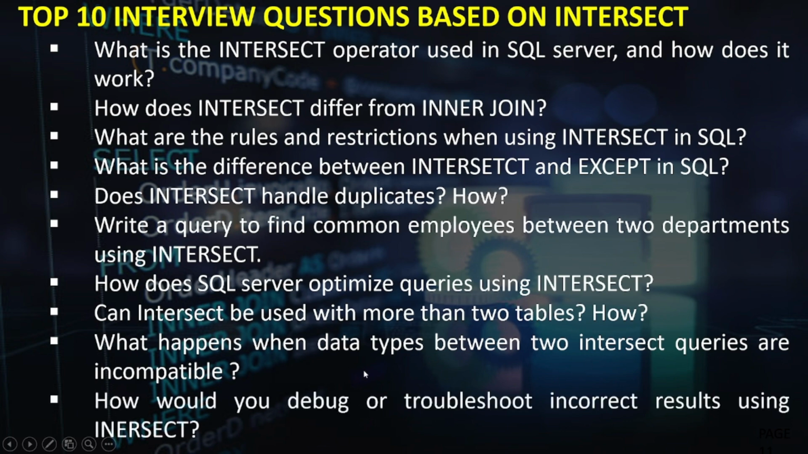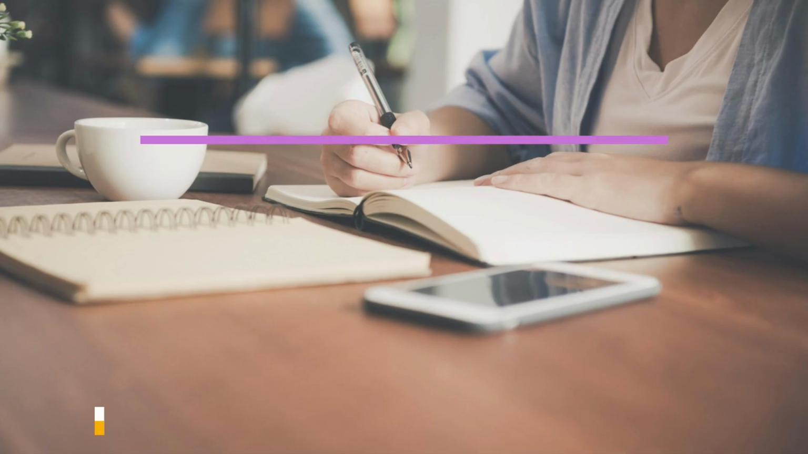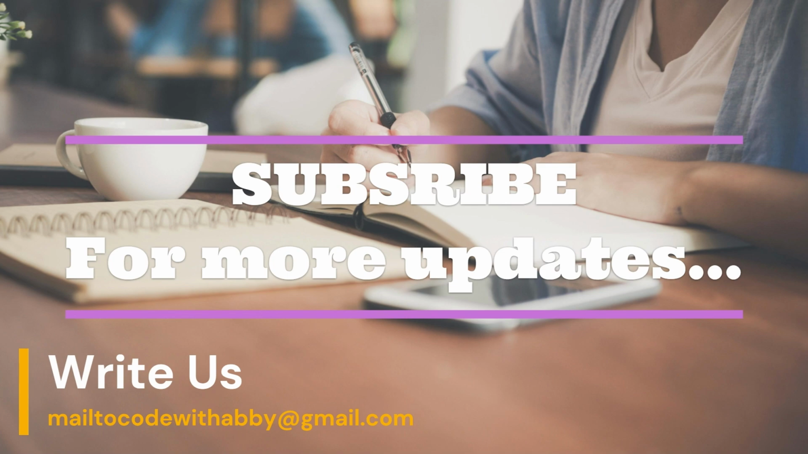How do you debug? You can check the result set, find the count of those result sets, and check whether the resultant data of the intersect is correct or not. I'm sure that the concept of intersect which I have discussed with you is pretty much clear to you.